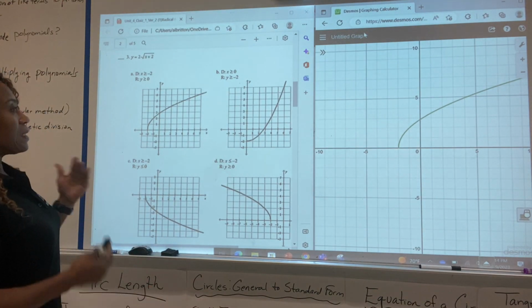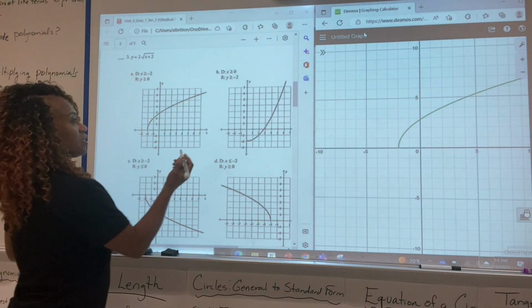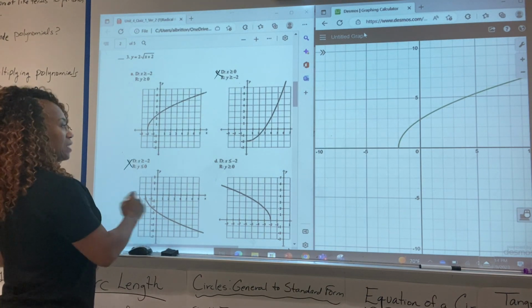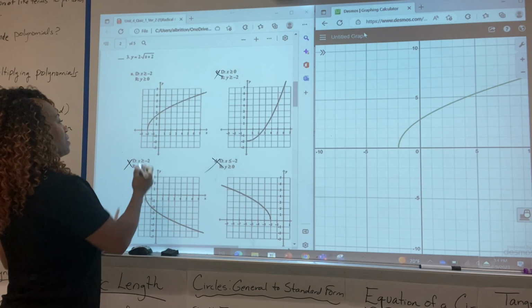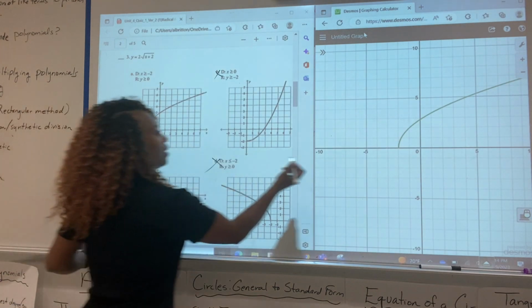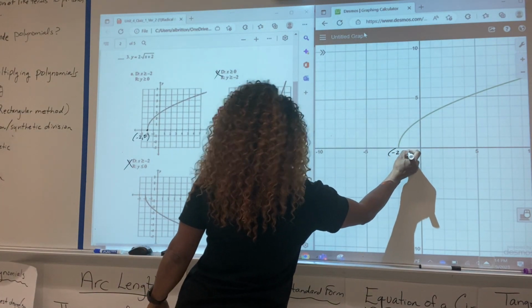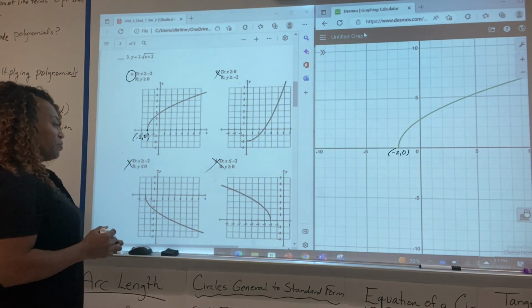And clearly I can see that it doesn't match. B doesn't match, it's not even going in the right direction. C doesn't, neither does D, so it looks like A is the answer. Let's look at this starting point, that's negative 2, 0, and this starting point here is also negative 2, 0. And they match, they look alike. So A is your answer here.